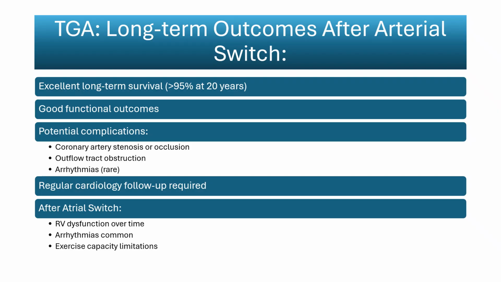For those who underwent the older atrial switch procedures, complications are more frequent. The systemic right ventricle gradually loses efficiency, leading to dysfunction over time. Atrial arrhythmias, including atrial flutter and fibrillation, are common, and exercise tolerance is often limited. These differences highlight why arterial switch has become the standard of care. It not only restores normal physiology, but also provides durable outcomes when performed early, with far fewer long-term complications than its predecessors.